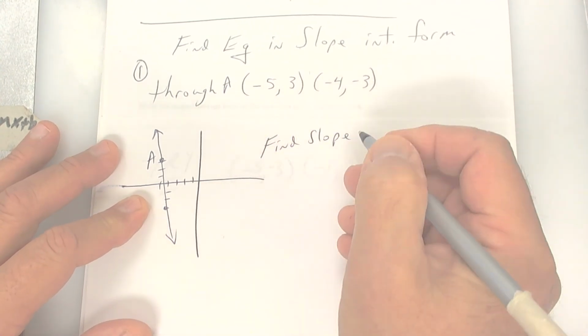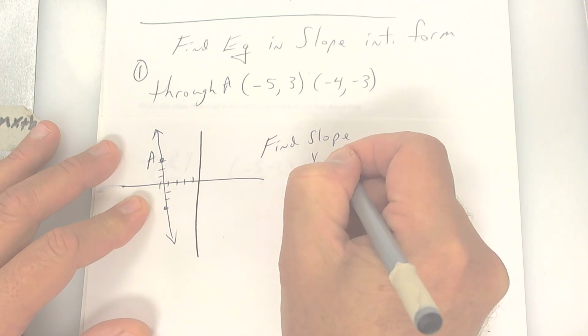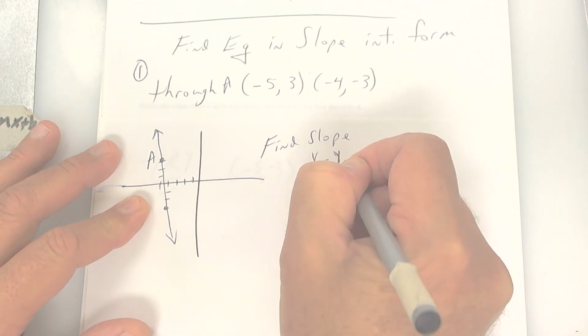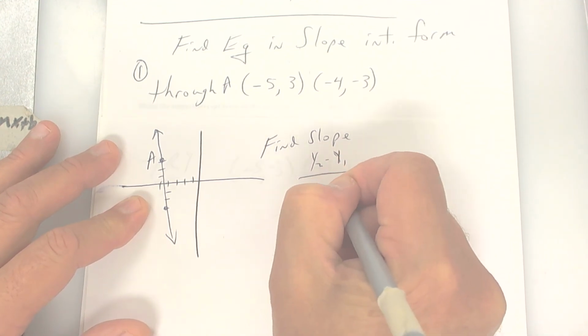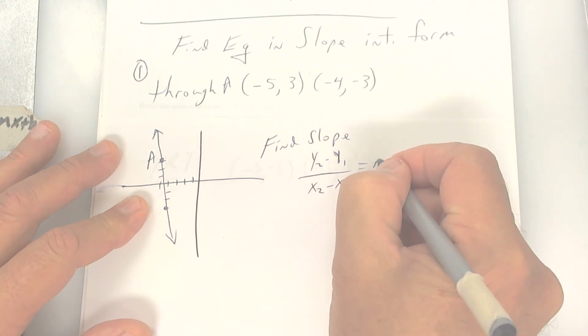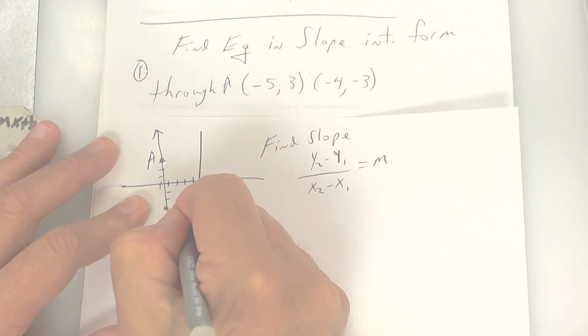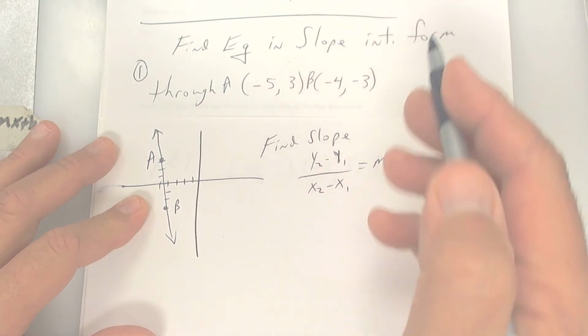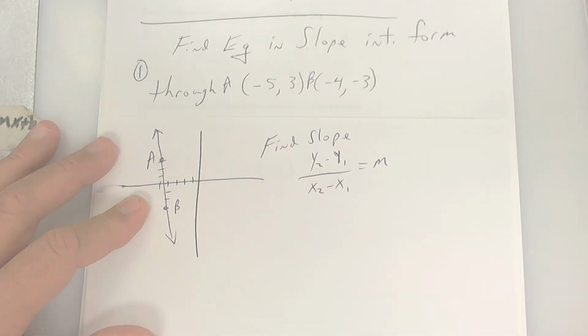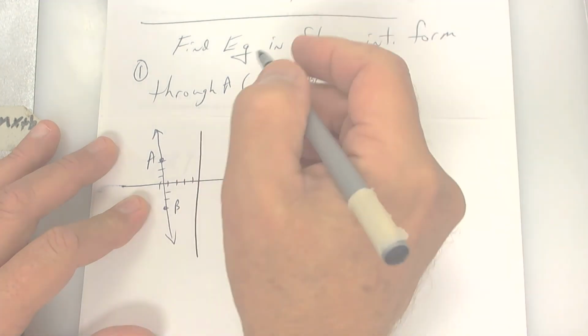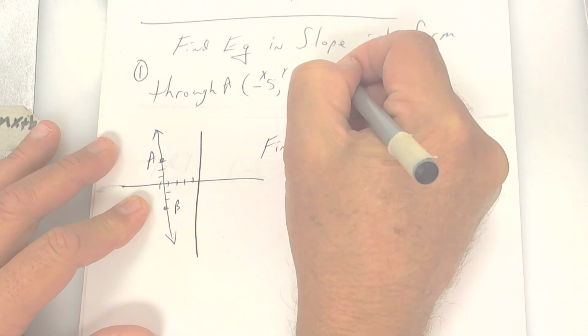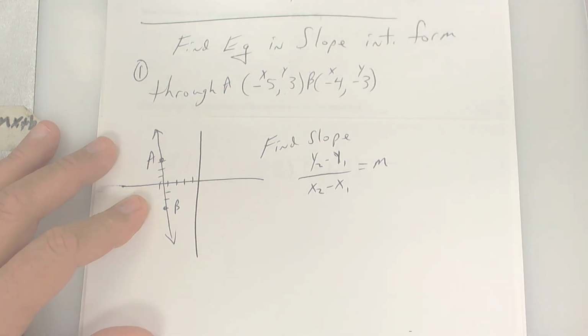Now, in Algebra 1, you learned y2 minus y1 over x2 minus x1. Copy that down. That is the formula for slope. Okay? It doesn't matter which one you call point 1 or point 2, that doesn't matter. Okay, so label it x, y, x, y. Always label it. So the y's go where?